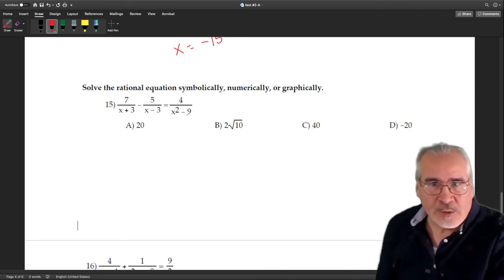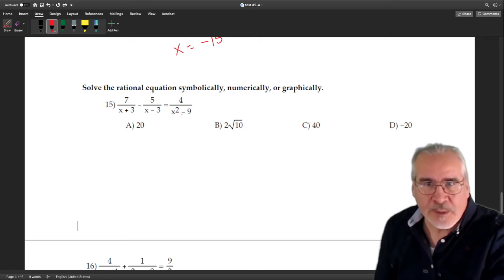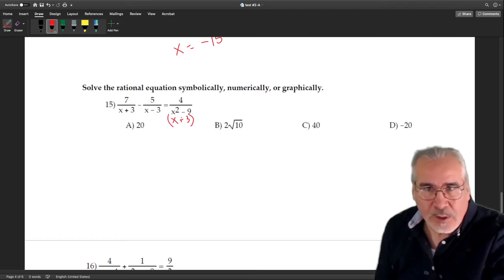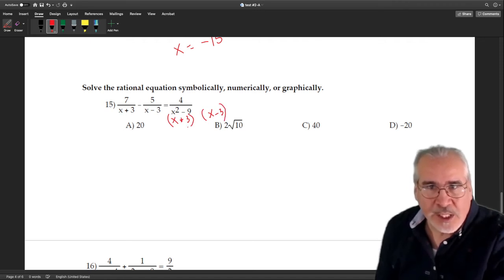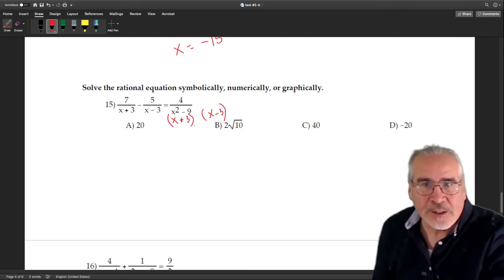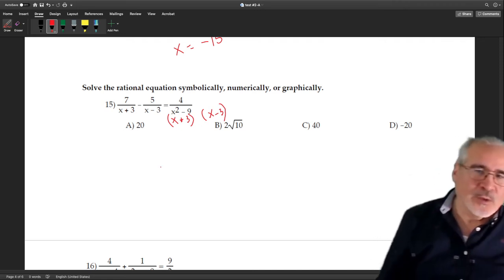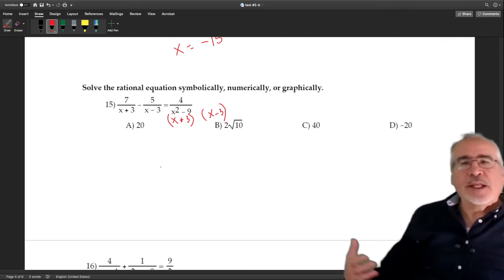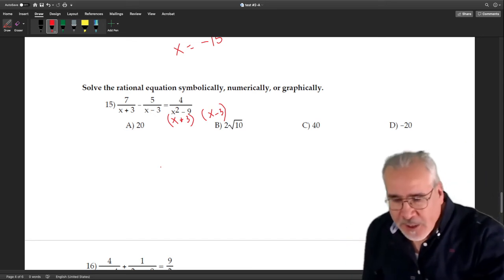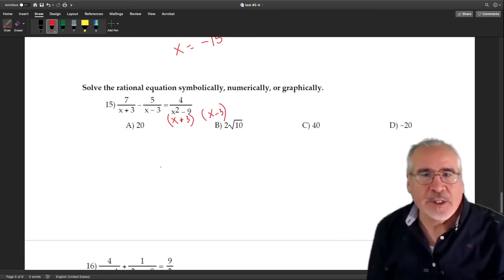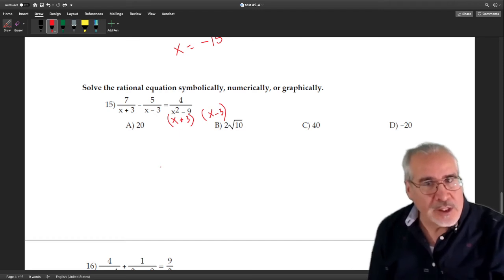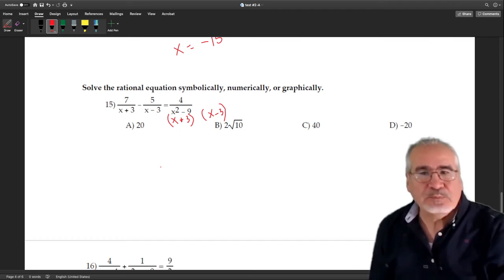So what you'll see is if you were to factor this, x squared minus 9, it factors into, remember, x plus 3 times x minus 3. And we've got an x minus 3 there, x plus 3. This is really the common denominator. Okay, so one thing is you could get the common denominator and then add everything and go from there. But what we're going to do is multiply the whole equation by the common denominator.